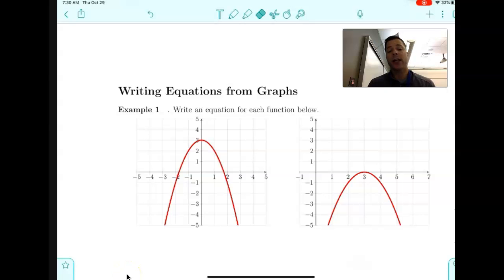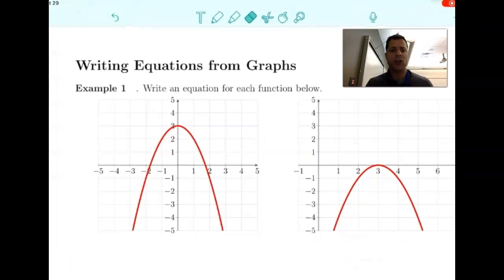Everybody, welcome to writing equations from graphs. Today we're going to write equations of quadratic functions, and my biggest suggestion here would be to write your equations in vertex form first, or try that way first if you know the vertex.